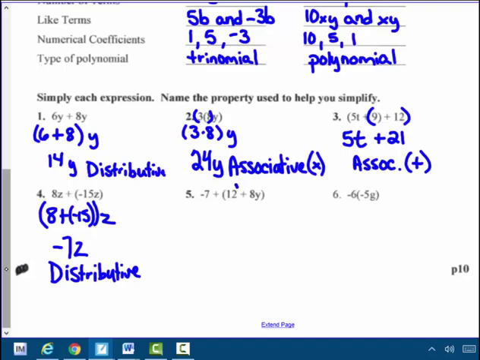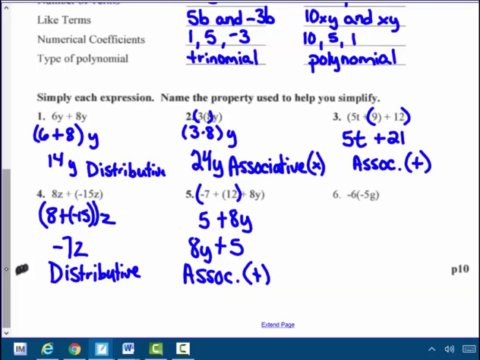-7 and 12 are constants. I can put those together, so I'm going to move the parentheses there using the associative property. Different sign, subtract. 12 take away 7, I get 5 and 8y's. Now that's not good form. You always want to have your algebra term first in your binomial, this two-term thing that I have here. So I'm going to put my algebra term first, and I used the associative property, I'm going to abbreviate that again, of addition to put that together.